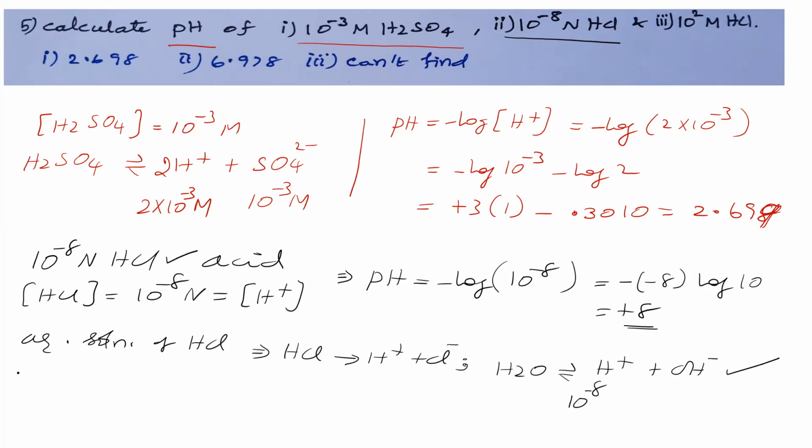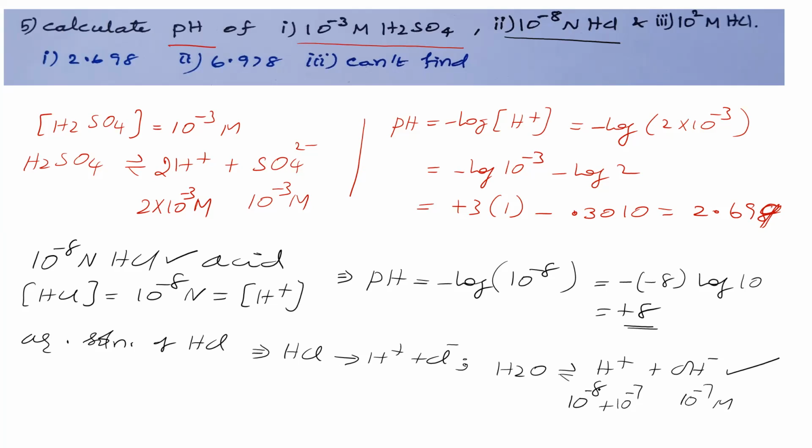In ionic product of water, we have taken pure water. In the pure water, Kw is equal to 10 power minus 14. Concentration of H plus equal to concentration of OH minus, that is equal to 10 power minus 7, we have seen. So concentration of OH minus is 10 power minus 7 molar. The H plus also 10 power minus 7 molar. And this HCl is giving 10 power minus 8 molar.